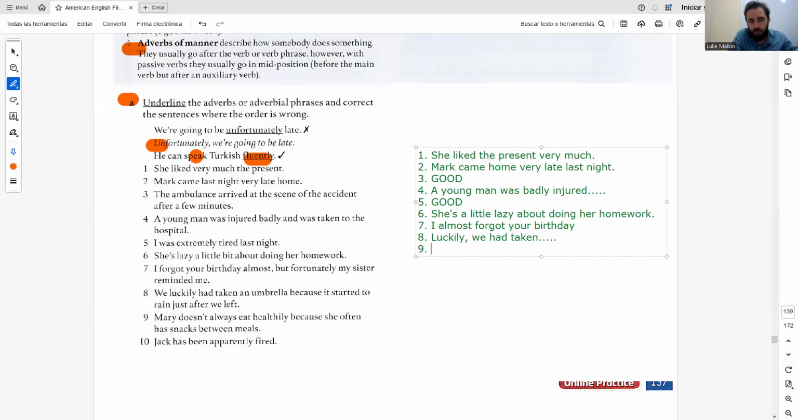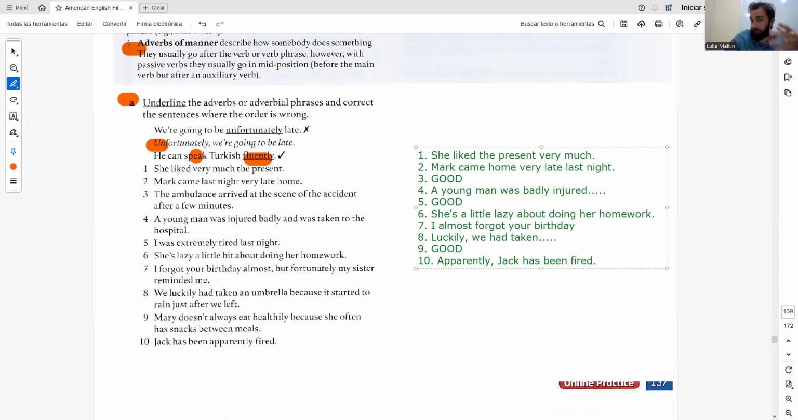Number 9, Mary doesn't always eat healthily because she often has snacks between meals. This is good, right? We're talking about always going before eat. She doesn't always eat healthily. And how she eats, a second adverb going after eat. This is good. This is standard. And number 10, Jack has been apparently fired. Apparently is a comment adverb. And so it begins our sentence. Apparently, Jack has been fired.